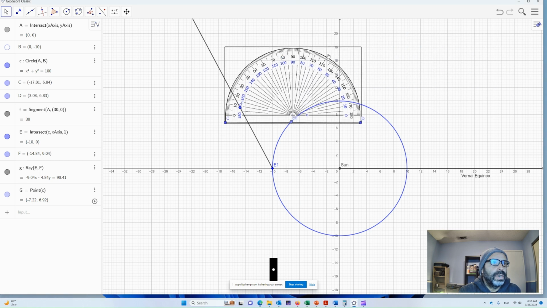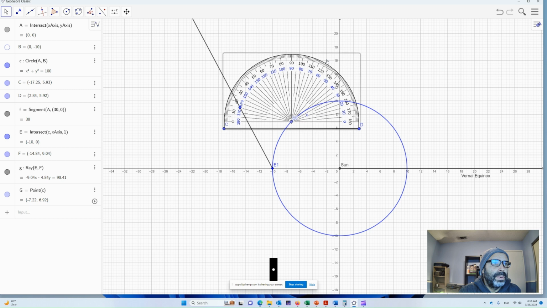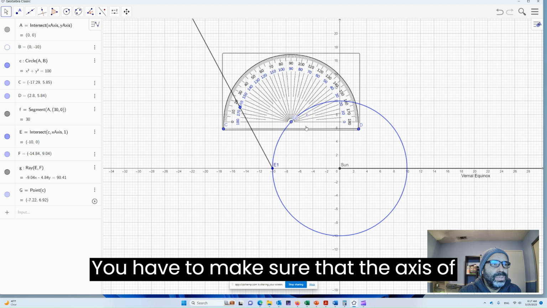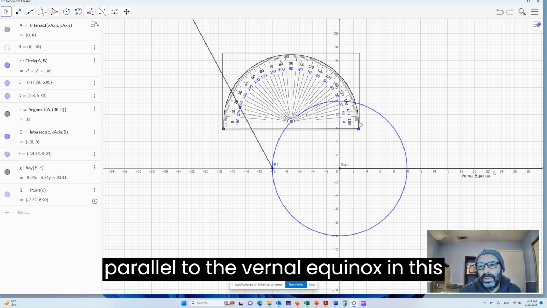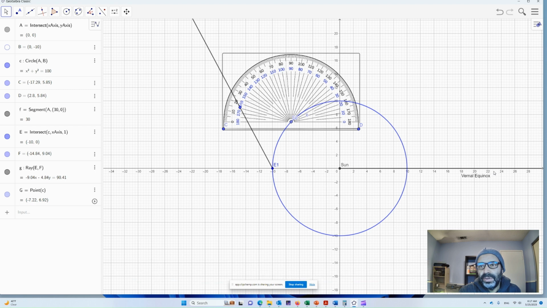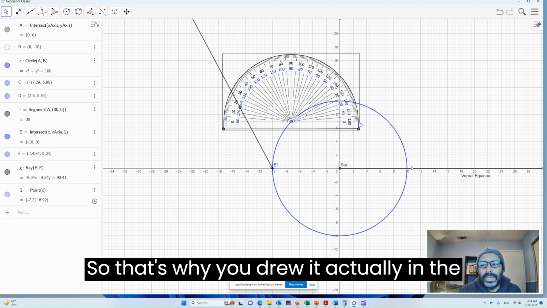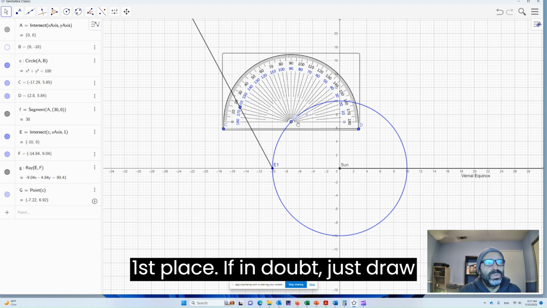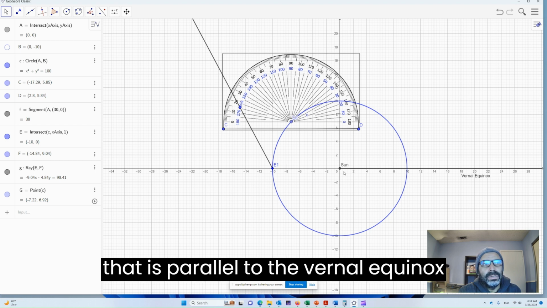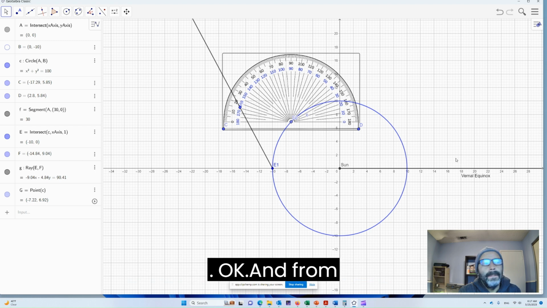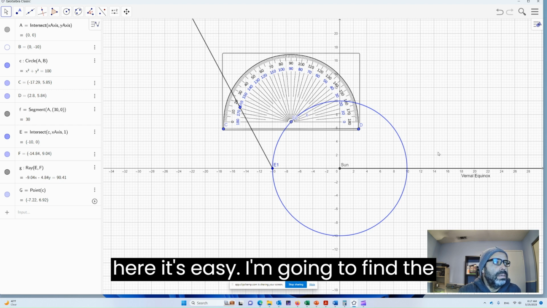So I'm going to take this protractor and put it on the Earth on that day. Remember, if you're using this, you have to make sure that the axis of the protractor is parallel to the vernal equinox in this case. It's very important. So that's why you drew it in the first place. If in doubt, just draw another line in here that is parallel to that one and align your ruler to it. Where it says 0 in here, align it to that line that is parallel to the vernal equinox. And from here, it's easy.